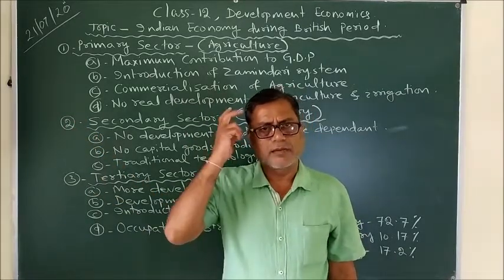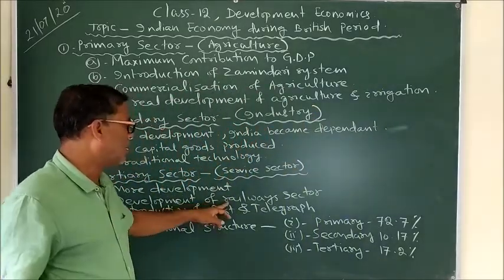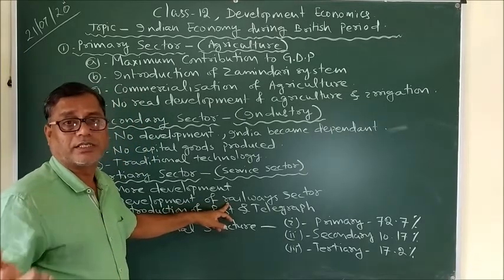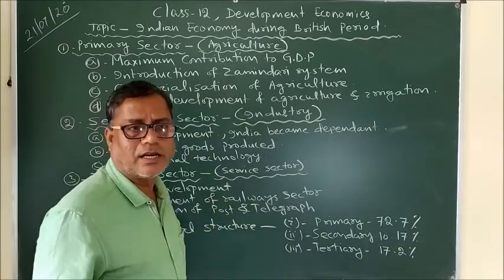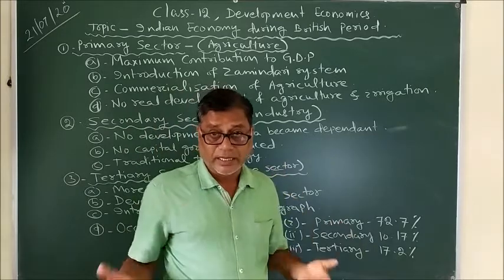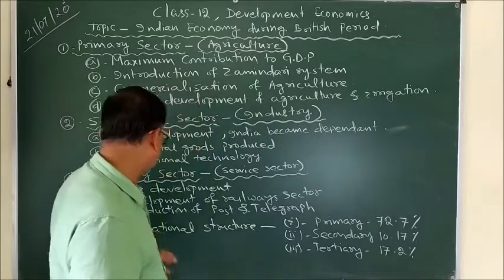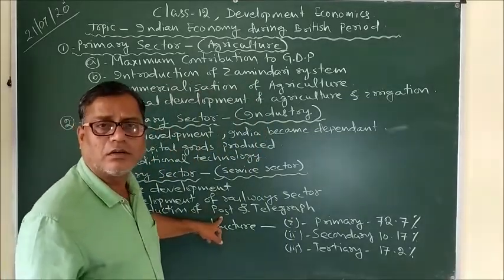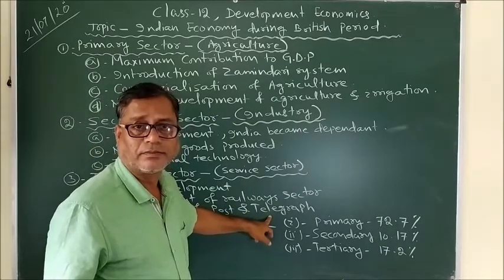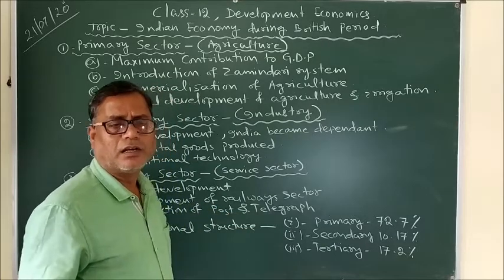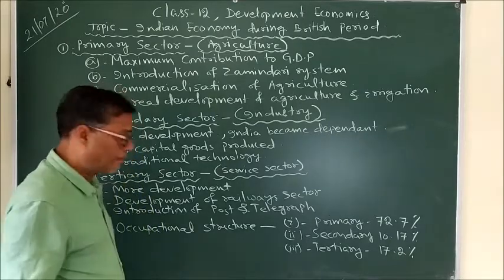So keeping this in their mind, what they did is that they introduced the railway sector. They developed the railway sector, and they used to tell that we are doing development in India, but it was meant for actually their convenience only. And also for quick communication, they developed the post office and telegraph department. And in this way, it helped the British government more than the Indian people.